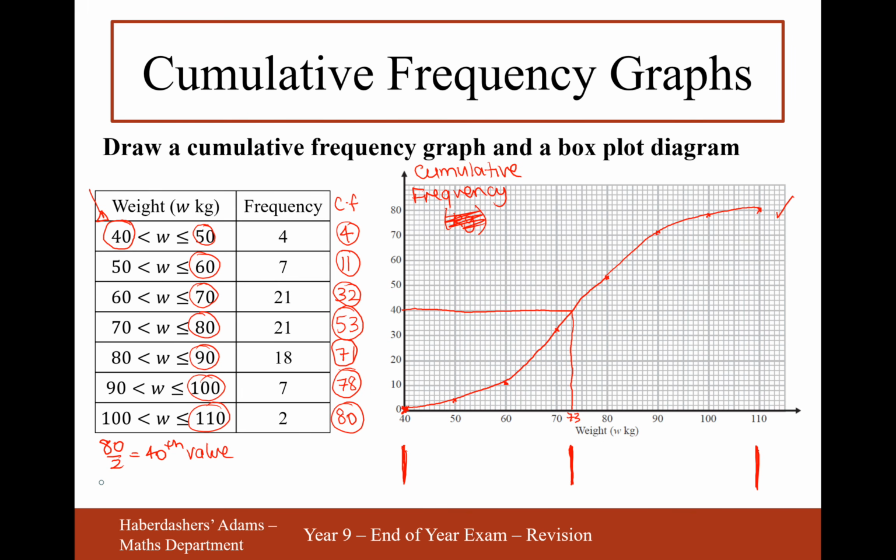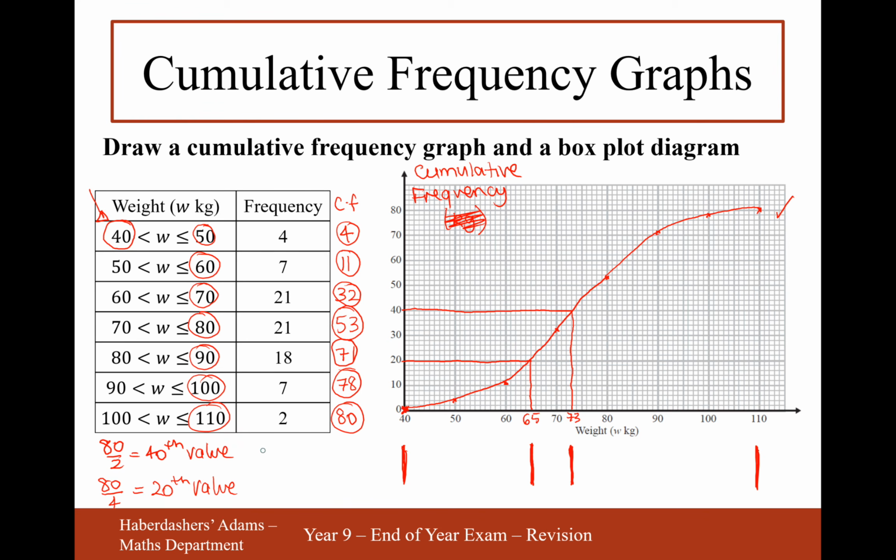The next thing we're going to do is do the lower quartile. And when it's a lower quartile, we're dividing it into 4 different parts, into quarters. So we do 80 divided by 4 is the 20th value. So go to 20, go across, and go down. And I got about 65 there. Might have 64, might have 66. We'll give you some leeway in the exam, but try and be as accurate as possible.